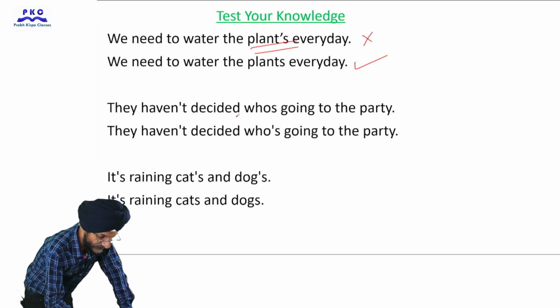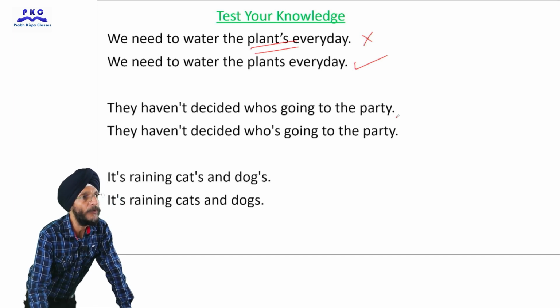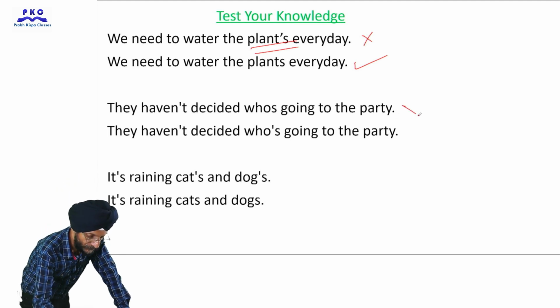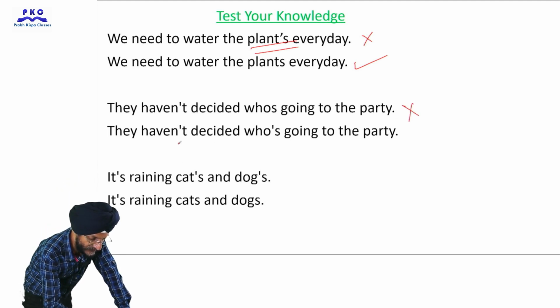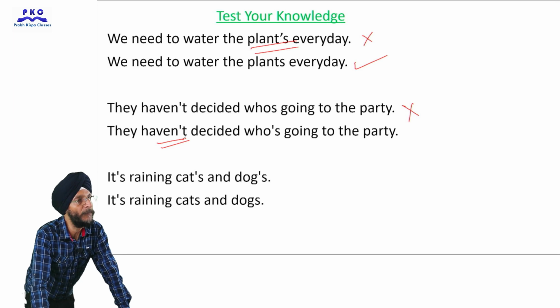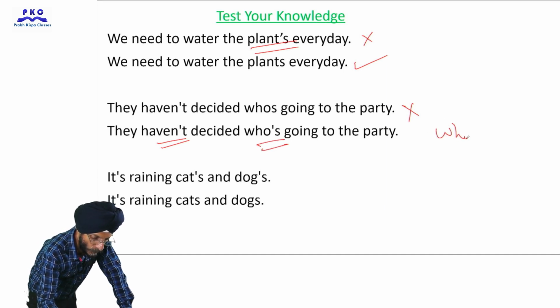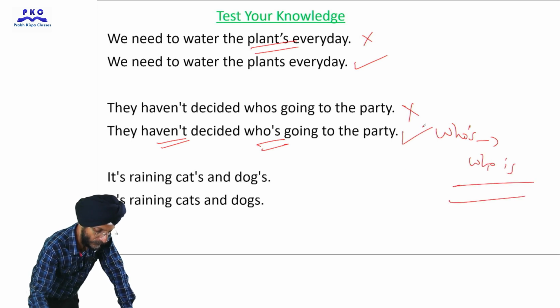They haven't decided who is going to the party. Here the apostrophe has not been used properly. In the second sentence, they haven't, here it is proper. Haven't was also okay in the first sentence. In the second, it is also proper. Who's going? Here, who apostrophe s stands for who is. So it is okay. Who's going?